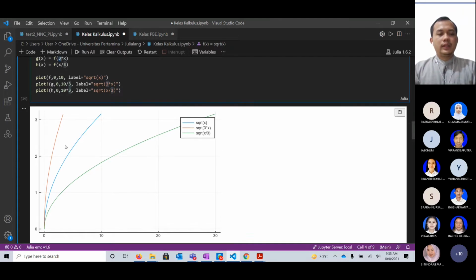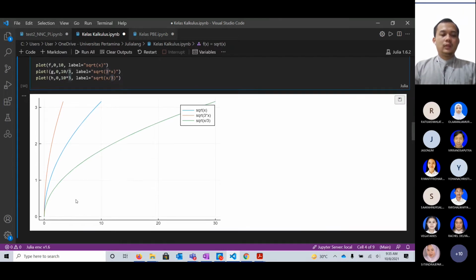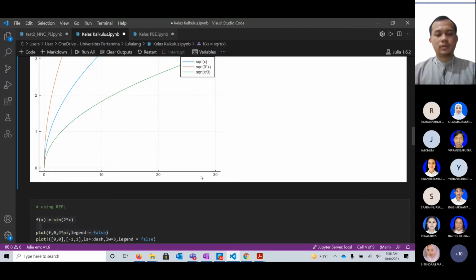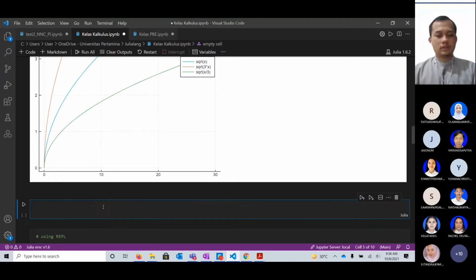And if we divide x by 3, meaning that we stretch the graph horizontally. So previously it was from 0 to 10. Now we have the same value from 0 to 30. Is it clear enough? Okay, thank you, sir. Okay. Now the last part that I want to show you is this one.